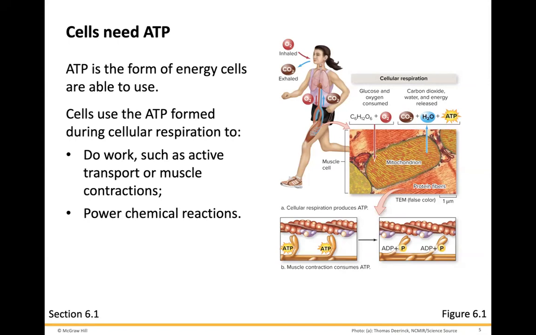The second illustration, which is labeled B, shows muscle contraction consumes ATP. The addition of two ATP molecules leads to ADP plus phosphate and ADP plus phosphate. The muscle cell in the illustration here is shown. Muscle contraction is shown in the illustration for part B.